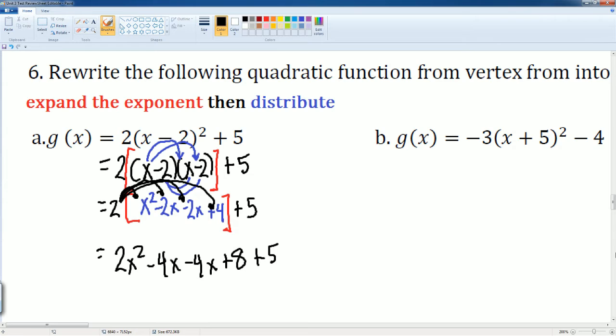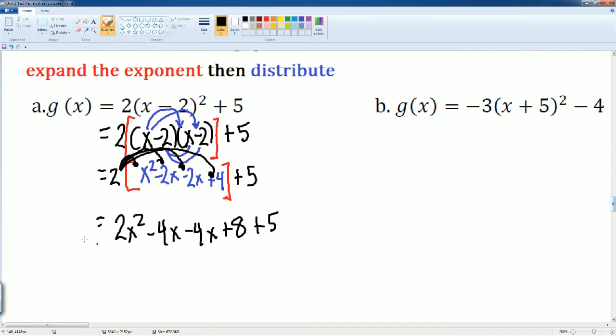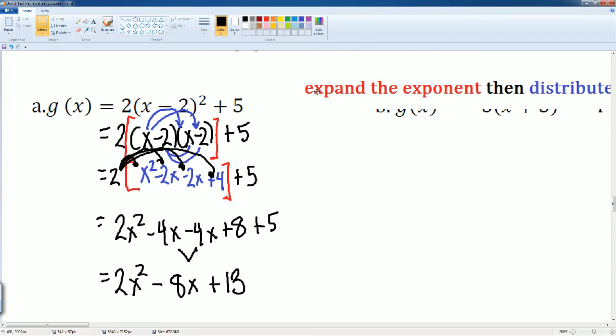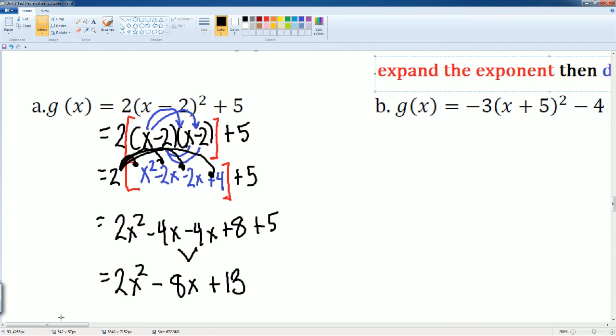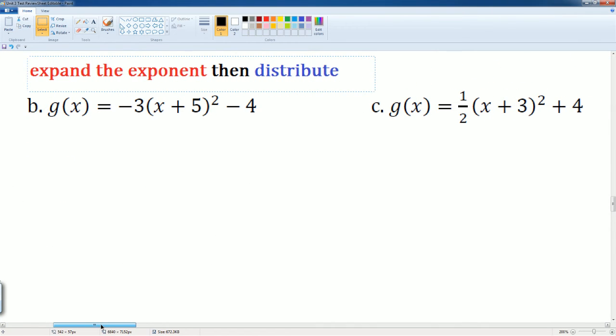There are some like terms that you can add together. Nothing happens to the 2x squared. The negative 4x and the negative 4x here gets you a negative 8x. 8 plus 5 here will get you a 13. There you go. We are going to be repeating this idea of just expanding the exponent, then distributing.